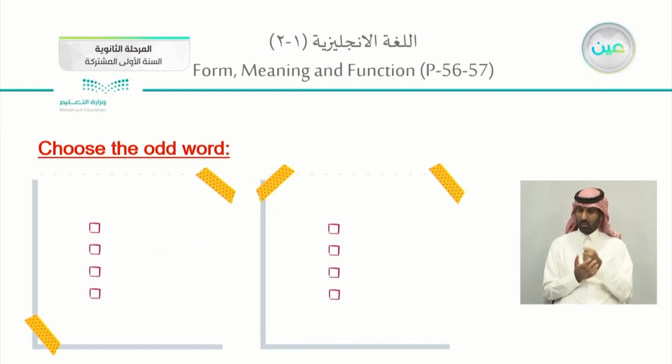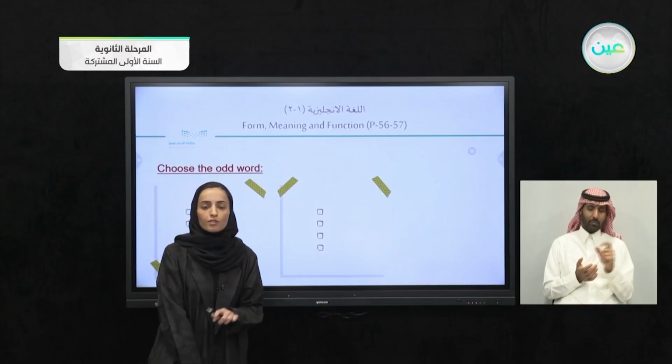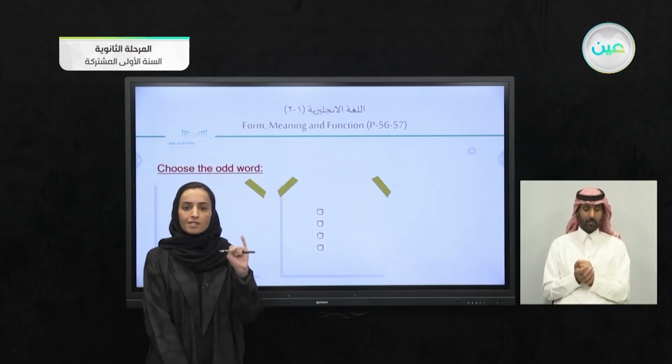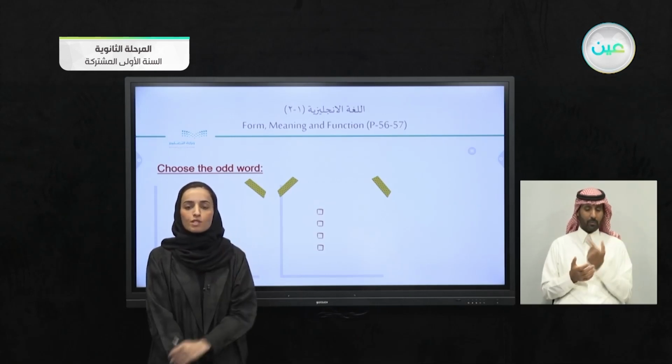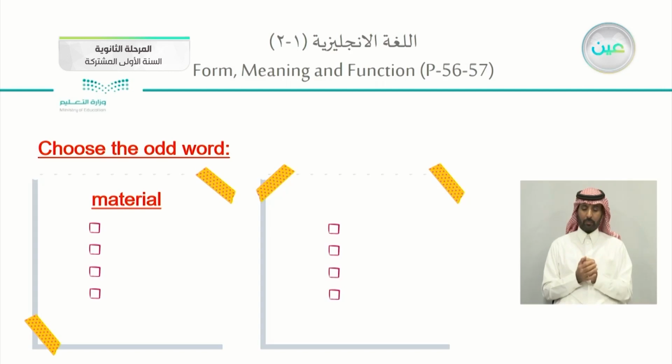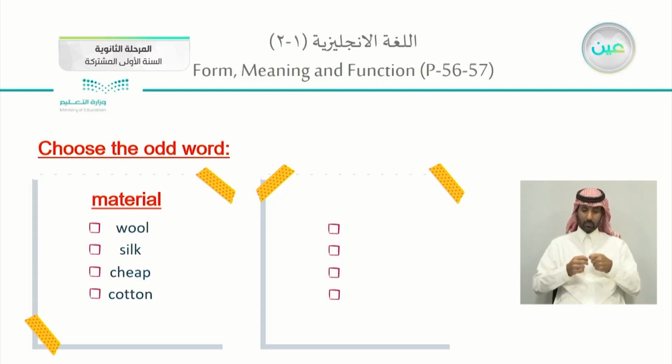Okay, now I want you here to choose the odd word. What do we mean by odd? A word that is totally different. If I say a cat, green, blue, and red, so cat is different. It doesn't belong to the same group. So if we're speaking about material, wool, silk, cheap, and cotton, which word is different? So in here, cheap is about the price, so it is different.